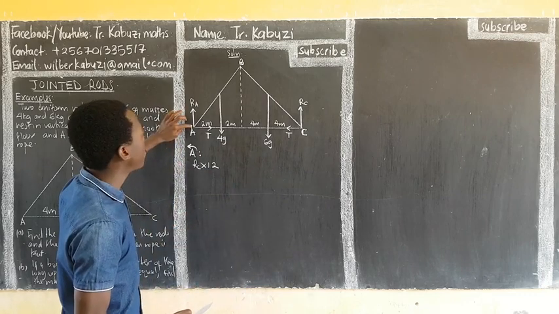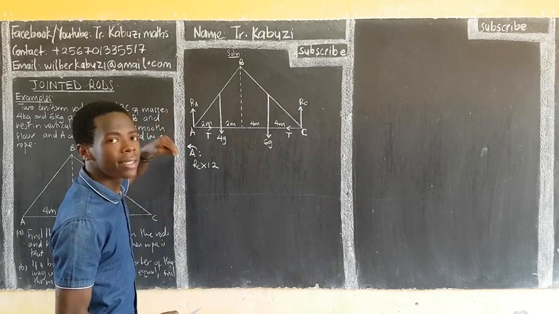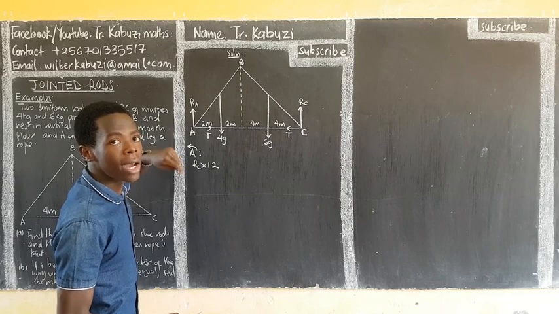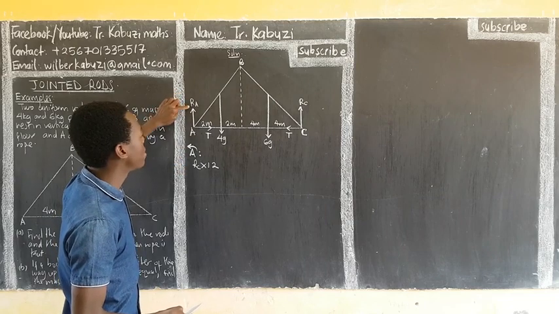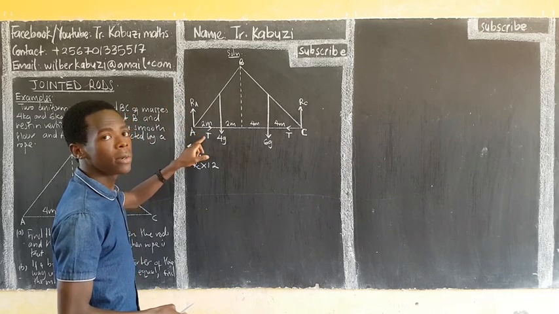Now, if you take moments at A, all the forces at A have moments of zero. That's why the moment for this force is going to be zero, and then the moment from this is going to be zero. Why?